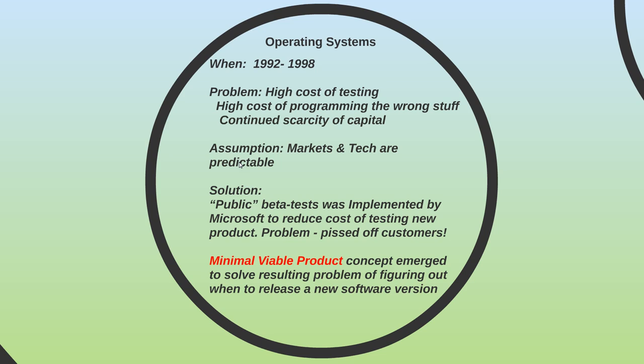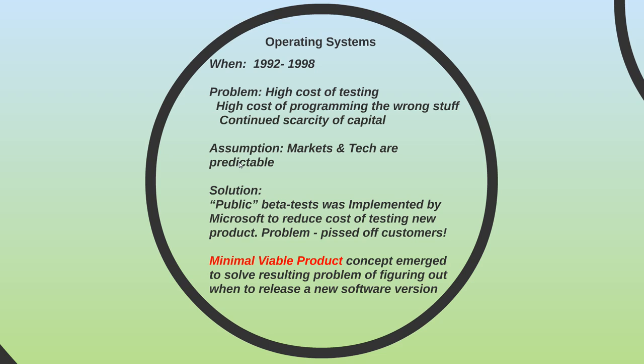The solution they adopted was developed by Microsoft. It assumed that marketplaces were predictable, that technology was somewhat stable within a window, and that you could put stuff out there and develop product and that it would be reliable over time. And Microsoft developed something called the beta test. They took software, they would release it in beta form to customers. Those customers would then use it, identify the bugs that Microsoft would then fix, and then ship version 1, 2, 3, or 4.